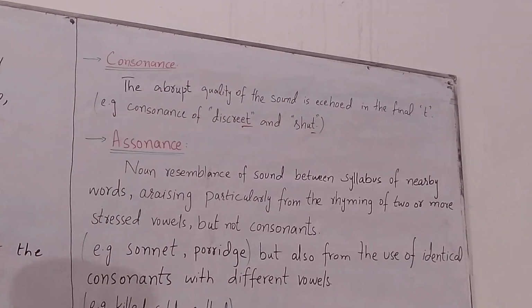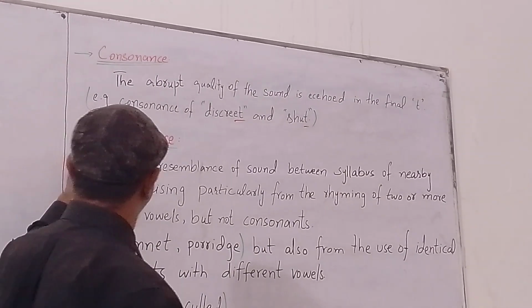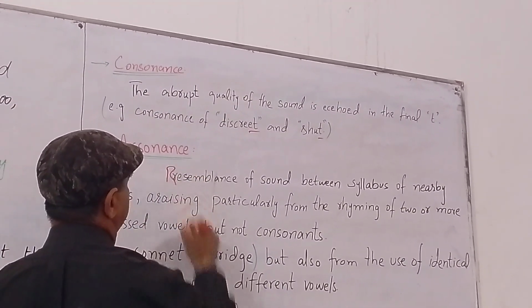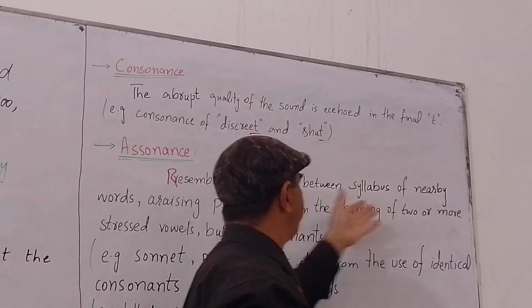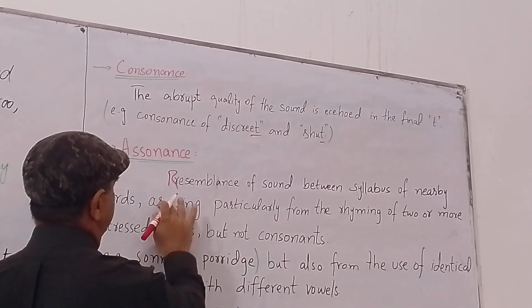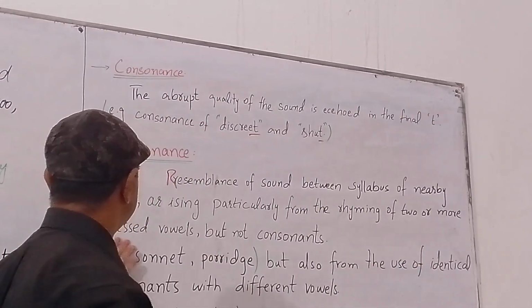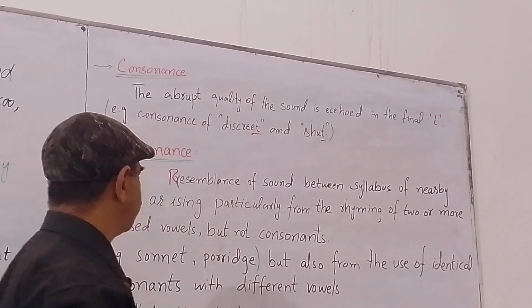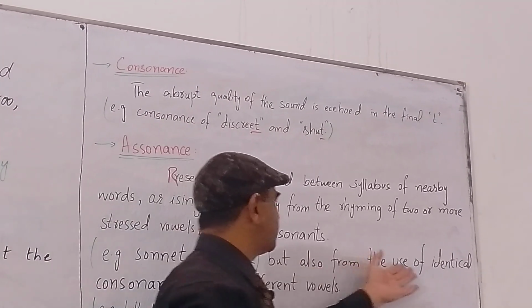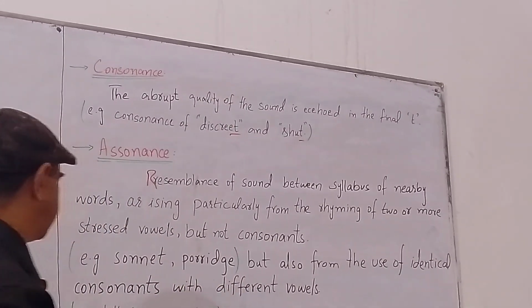Assonance. Assonance, a resemblance of sounds. Not noun. Resemblance of sounds between syllables of nearby words arising particularly from the rhyming of 2 or more stressed vowels, but not consonant. For example, sonnet, porridge, this and that. But also from the use of identical consonants with different vowels.